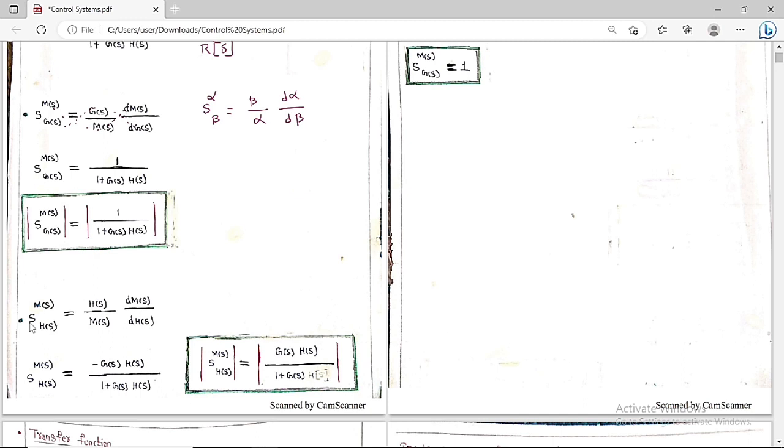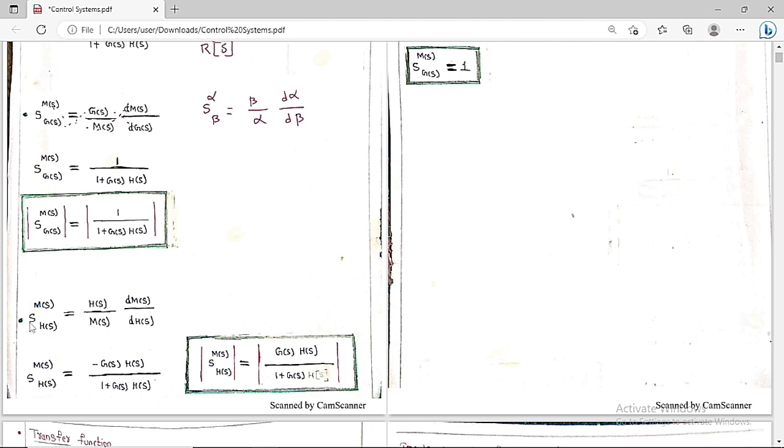Now you know M of S. Take the derivative of M of S with respect to H of S, and we are going to get some result. Again, you know the value of M of S here. Substitute it here and simplify, and finally we are going to get the result: the sensitivity of M of S with respect to variation in H of S is equal to minus G of S into H of S by 1 plus G of S into H of S.